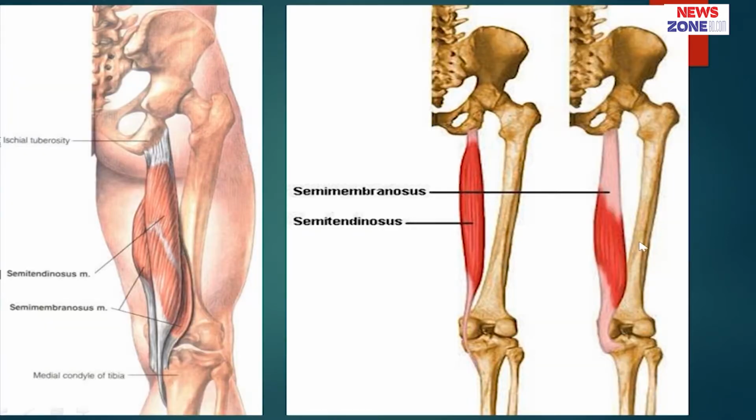In this picture we can see both the semitendinosus over here and the semimembranosus as well. The semitendinosus is called semitendinosus because almost half of this muscle is tendinous. On the other hand, the semimembranosus is called semimembranosus just because half of the muscle is membrane-like.